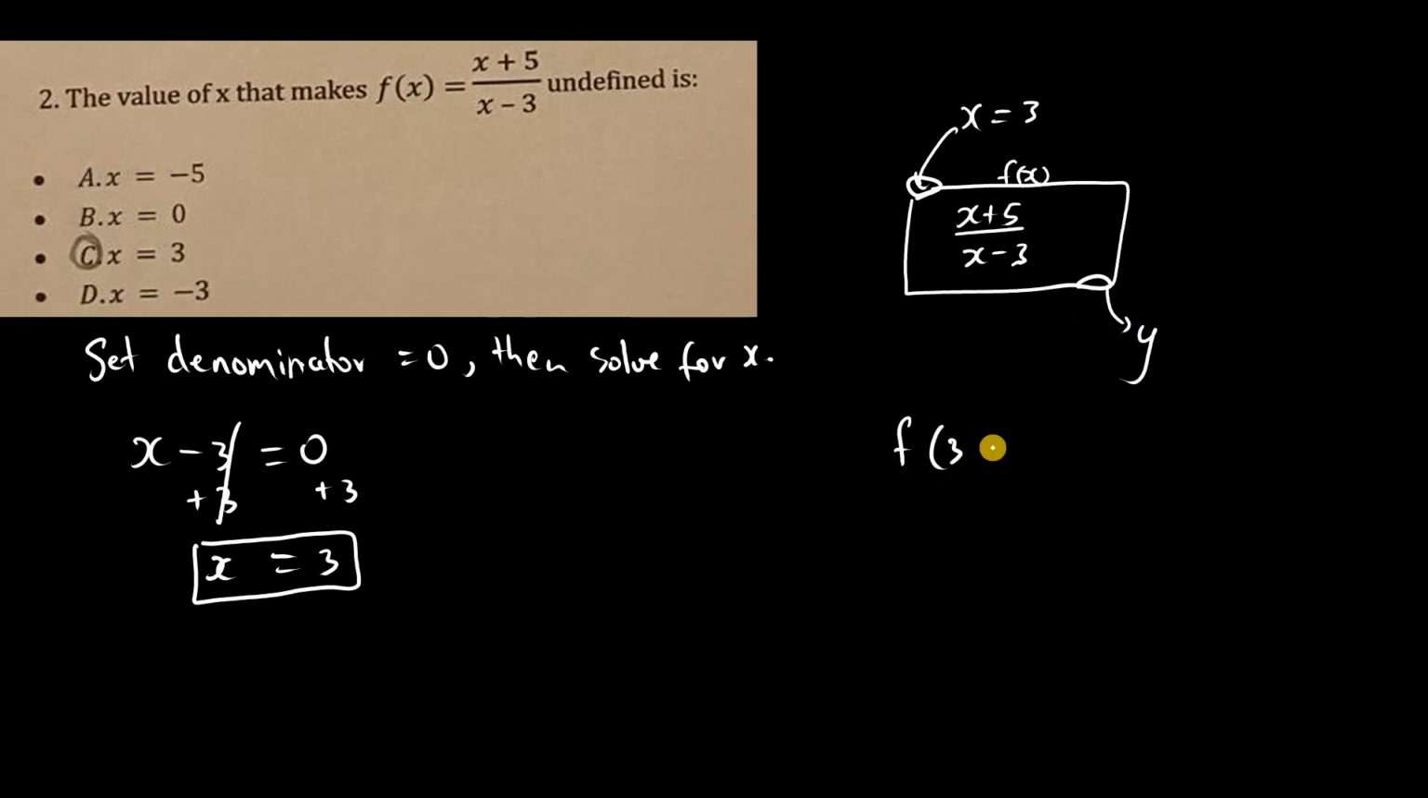Okay, so let's see. f(3) is equal to (3 + 5) all divided by (3 - 3). 3 plus 5 is 8, and 3 minus 3 is 0. And of course, this is undefined. We cannot get a value for this. Right? Divided by 0. It's not possible. The value of x that will create this situation is 3. So, that's correct.